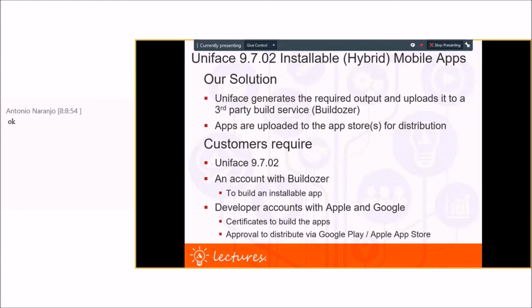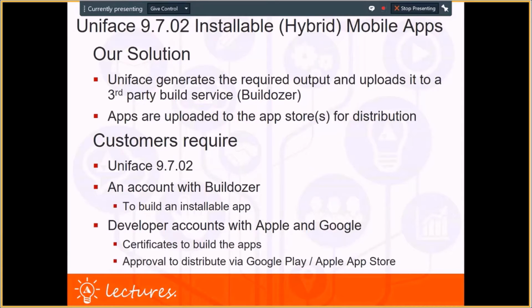So the solution, a little bit more details, and this is already a sort of recap of the whole presentation, is Uniface generates the required output and uploads it to a third-party build service. I will show you that during a demonstration as well. So what you actually do, you build your dynamic server page, you develop your startup shell. The startup shell contains all the information that is needed to generate the mobile app, and all that information is uploaded to a service that builds the mobile app for you.